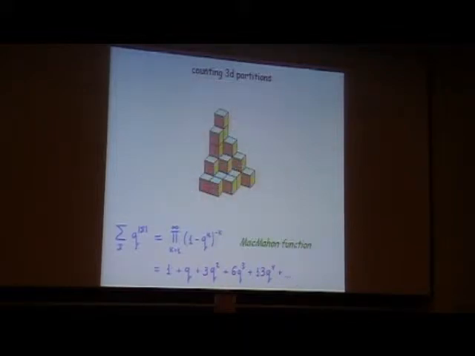So a little bit more interesting and slightly more challenging problem, but still something you can do on the back of the envelope, is to count three-dimensional partitions. Now, you should think of this picture as a corner of the room where you put in square boxes, just like we did in two dimensions, by putting squares and organizing them in a three-dimensional partition.